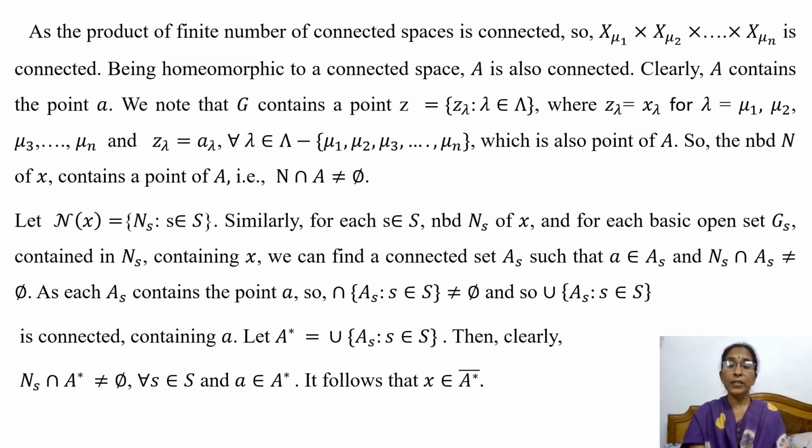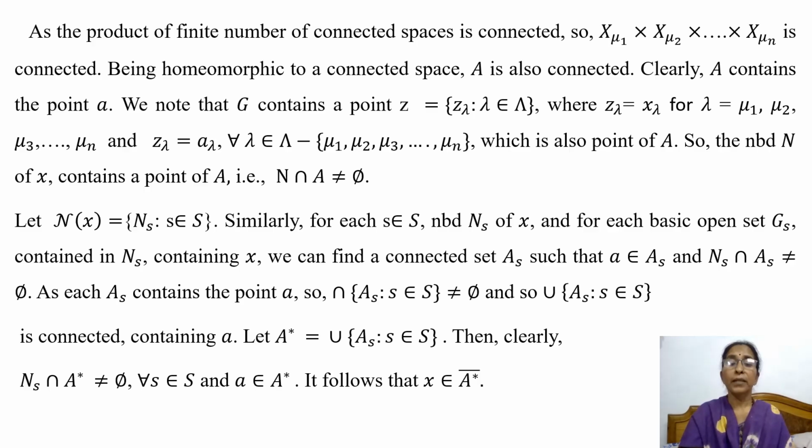Recall that for the basic open set G, we have constructed a set A such that N intersection A is non-empty. So for neighborhood N_s of x and for basic open set G_s contained in N_s containing x, we find a connected set A_s such that a belongs to A_s and N_s intersection A_s is non-empty. As each A_s contains the point a, the intersection of the A_s is non-empty. And so their union is a connected set, because we know that if the intersection of connected sets is non-empty, then the union of those connected sets is connected, and so the union of A_s, s belongs to S is connected. And since each A_s contains a, this union of A_s also contains a.